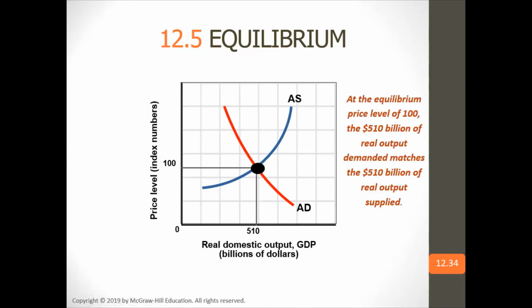So yeah, at the equilibrium price level of 100, the 510 billion of real output demanded matches the 510 billion of real output supplied. So that's where the market goes to in the long run. It takes a while to get there, but this is the long run.